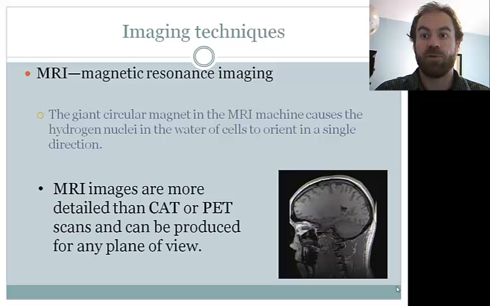MRI, or magnetic resonance imaging, also uses a very large magnet to image the brain. This produces a more detailed image than the CAT scan, but it's limited in its use. For example, patients with pacemakers or metallic implants of any kind cannot undergo MRI.